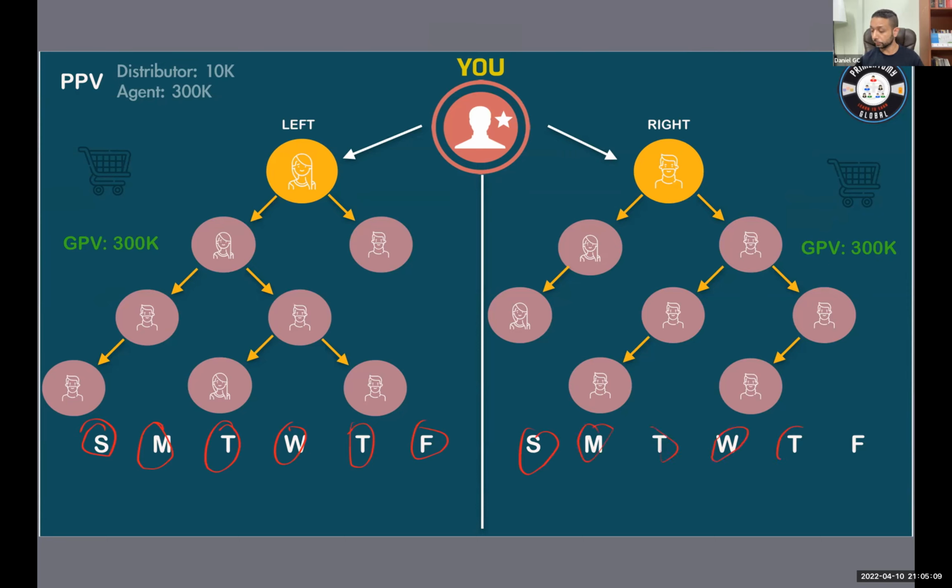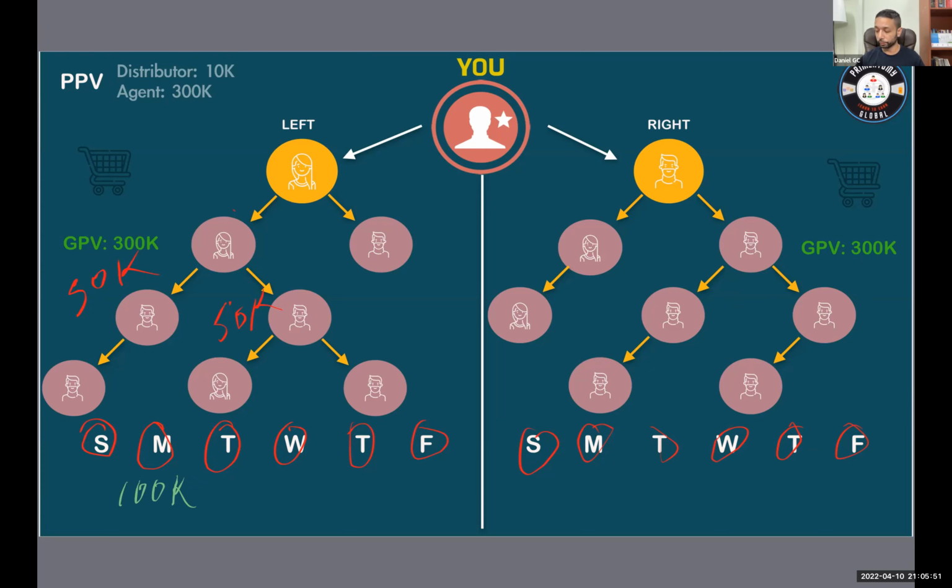Let's say this week on Monday, somebody purchases around 50,000 points worth of product. And then this person also does 50,000. So on Monday, your PV is going to be 1 lakh. These two people bought 50,000 points worth of product, so on Monday you have 1 lakh points.